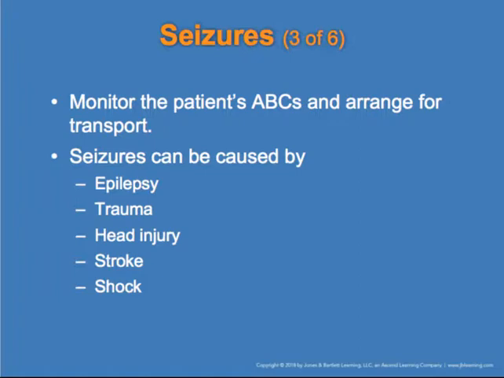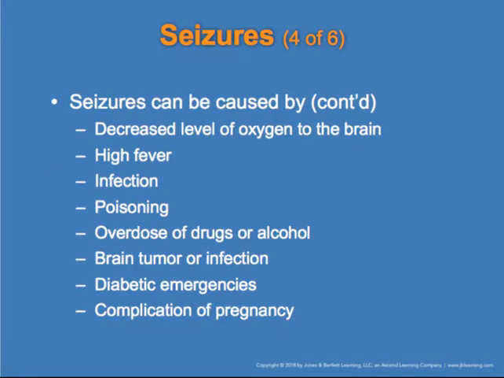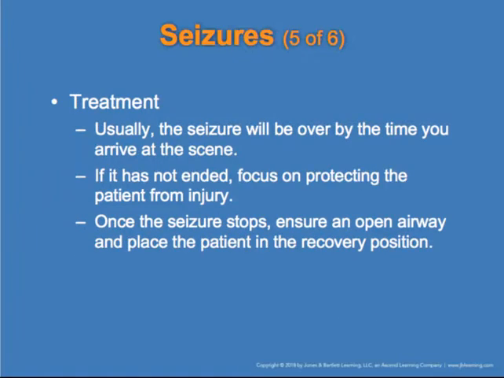Seizures can be caused by epilepsy, trauma, head injury, stroke, and shock. Seizures can be caused by other things too, like decreasing the level of oxygen to the brain. Pretty common. High fever, right? Not uncommon for children to have seizures caused by high fever. Infection, poisoning, overdose of drugs or alcohol, brain tumor. How about diabetic emergencies or complications of pregnancy?